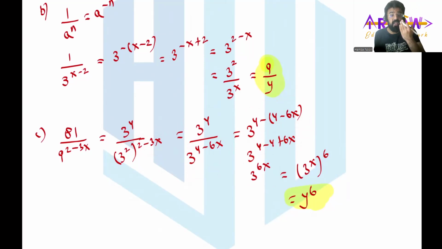And in place of 3 raised to the power of 6x, I can write 3 raised to the power of x, whole thing raised to the power of 6. Because my purpose is to bring 3 raised to the power of x, so that in place of 3 raised to the power of x, I can write exactly y. All right. So 3 raised to the power of x, whole thing raised to the power of 6, is equal to y raised to the power of 6. So y raised to the power of 6 is your final answer.